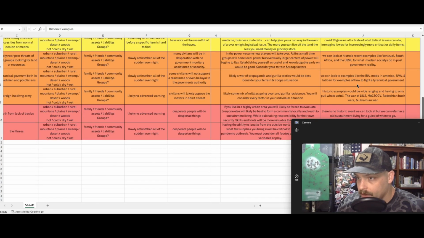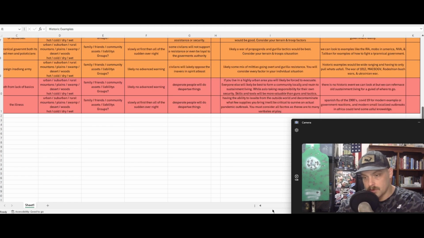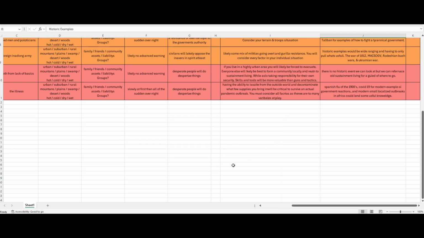All right. We can look to examples for tyrannical takeover, like the IRA, the organized mobs in America, the NVA, and the Taliban for examples of how to fight a tyrannical takeover government. And historical examples of foreign invasion would be wide-ranging and having to only pull what's useful from the War of 1812, Rhodesian Bush Wars, Ukrainian War, and even stuff like the Taliban and the NVA again. So, point being, small group fight big group.